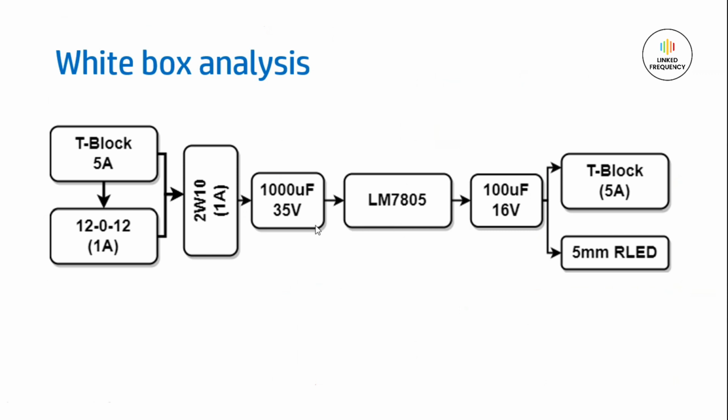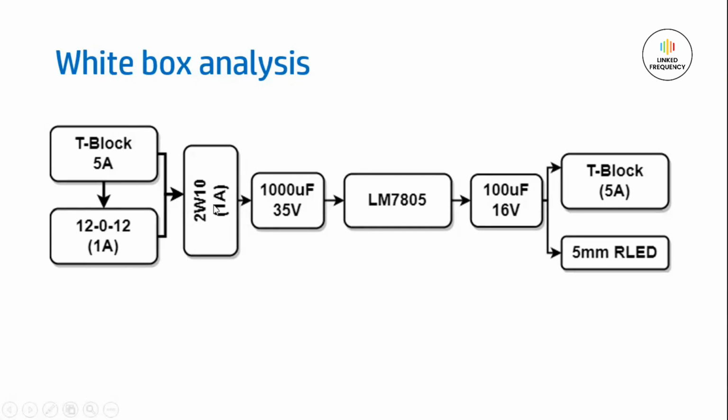With that particular component, like all the other morphological charts, we will be having all the components in our white box analysis. First one is a terminal block with a 5 ampere rating and 230 volt AC capacity, and then we will be having a 12-0-12 transformer with a 1 ampere current rating, so that we can achieve at least 850 or 900 milliampere of current rating at the output side. However, if you are expecting at least 1 ampere, then make sure that you connect at least a 1.5 ampere transformer.